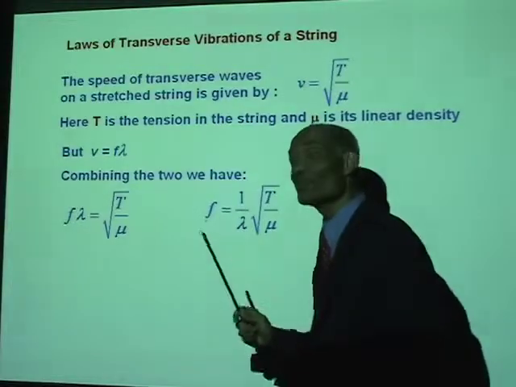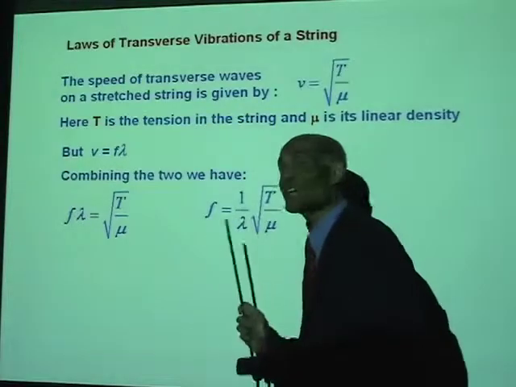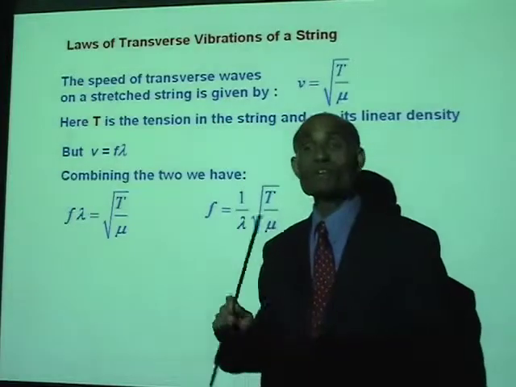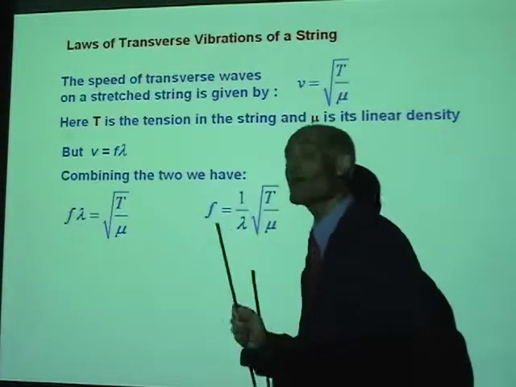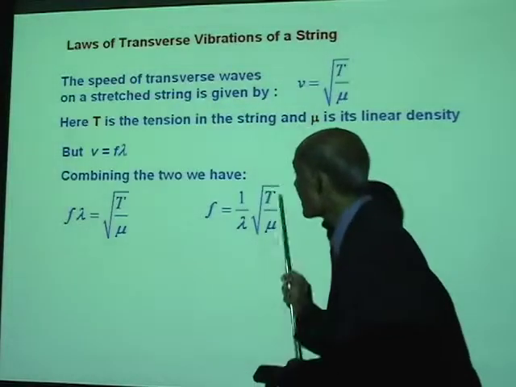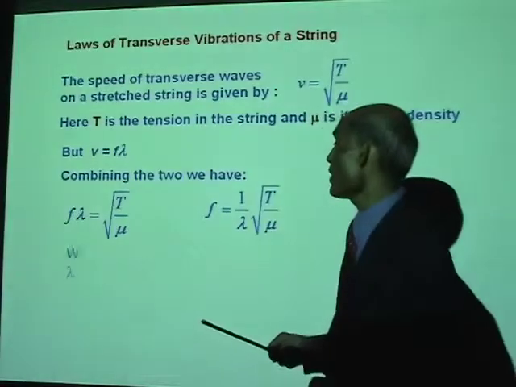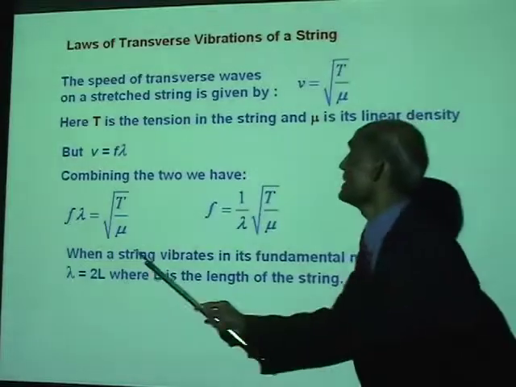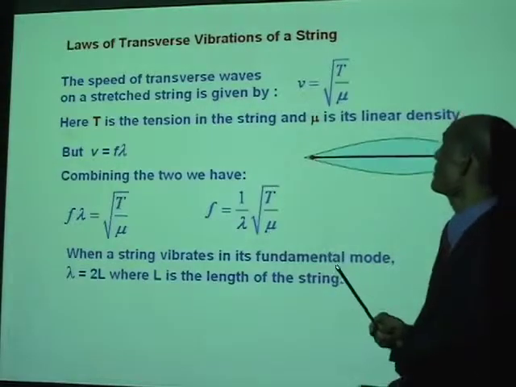What do we replace lambda with when you want to find the frequency of the fundamental? Because for the fundamental, lambda equal to 2L. When you want to find the frequency of the second harmonic, replace your lambda by L. When you want to find the frequency of the third harmonic, what do you replace your lambda by? 2/3 L. That's right. So this is the general equation of the frequency of vibration of a stretched string. When a string vibrates in its fundamental, then lambda equal to 2L. And so that's the fundamental mode of vibration.